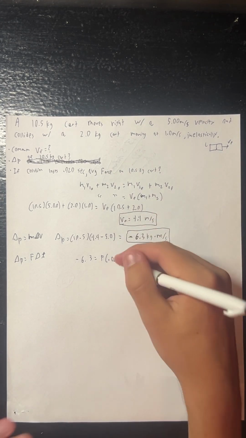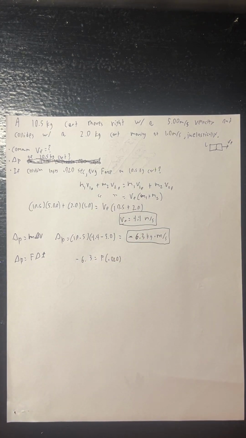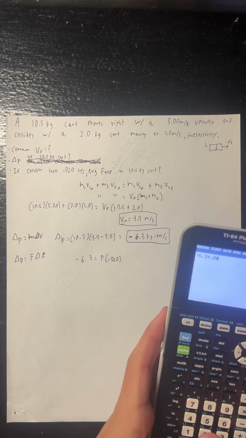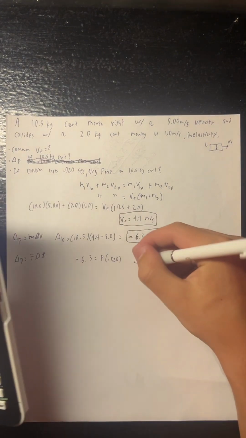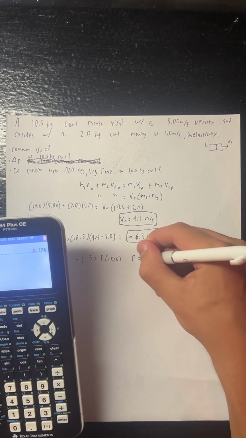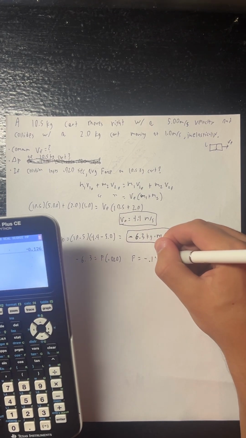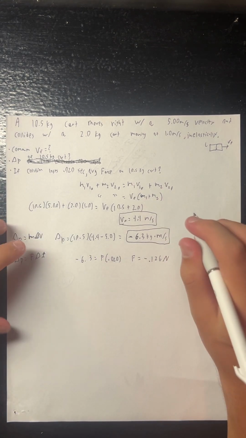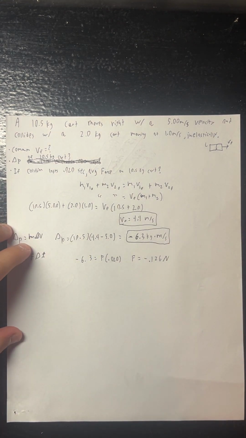Then we divide both sides, and we get negative 6.3 divided by 0.02, and the force acting on it is equal to negative 0.126 newtons. And that is how to do a question like that.